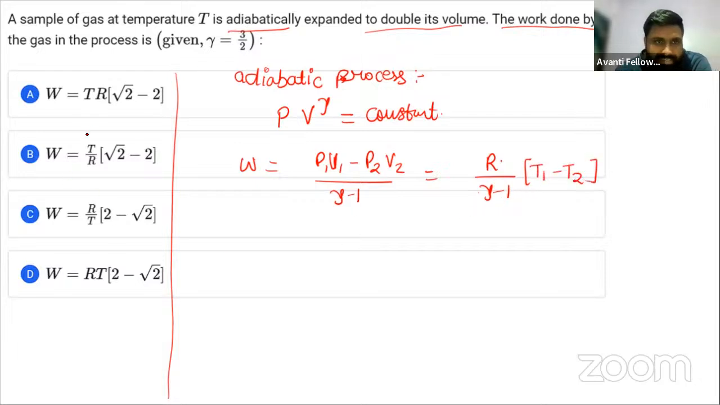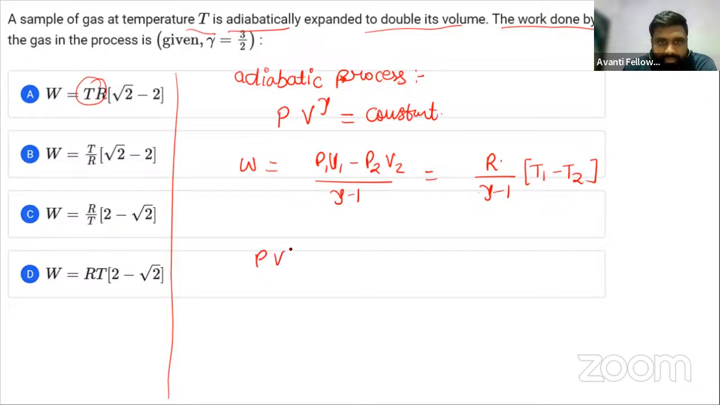In the question, you will see in the answer section the terms are given in terms of R and T. So we have to apply this formula. But for that formula we need to know the final temperature. What is the final temperature? The initial temperature is T. Then it has been expanded. Then what is the final temperature?